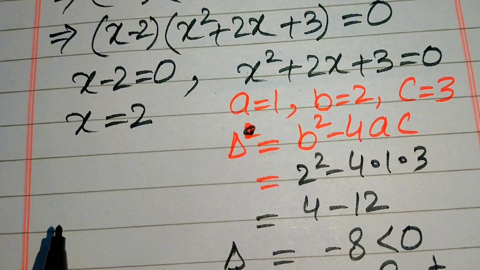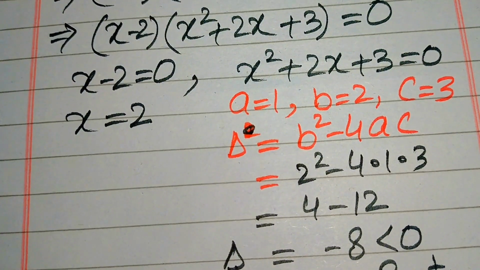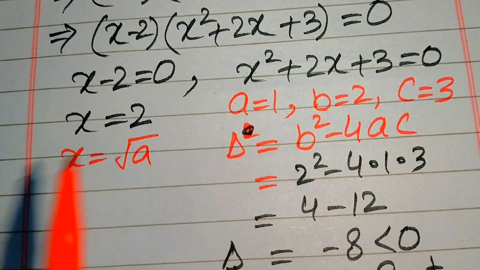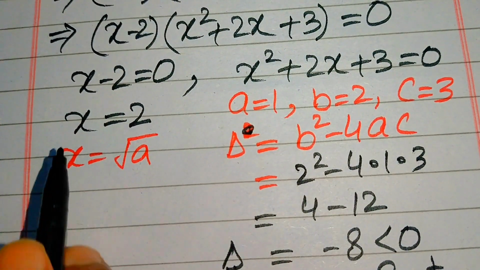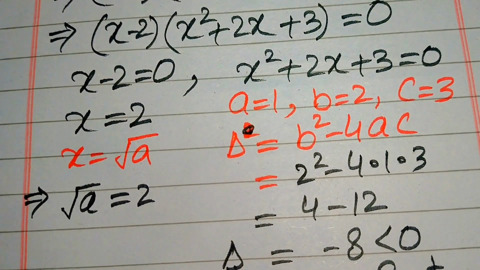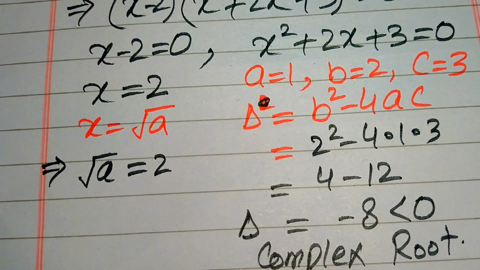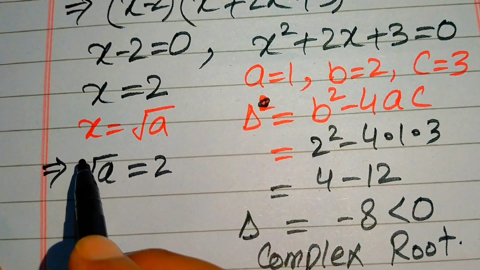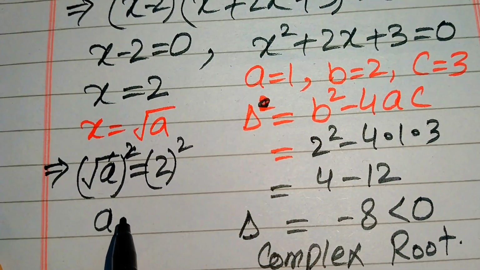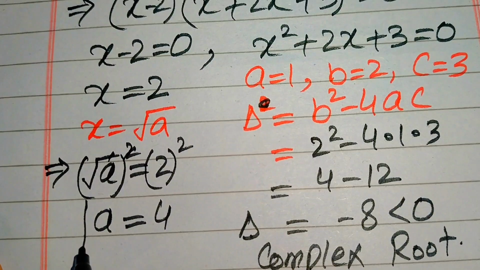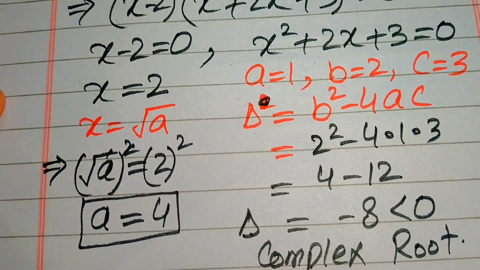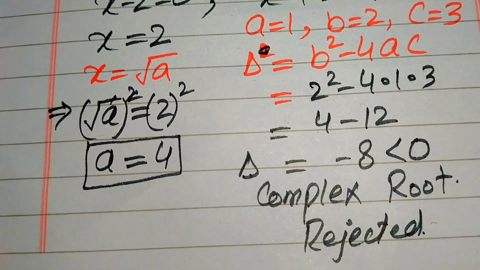So x equals 2. We move backward and substitute the value of x. At the start of the problem we took x equals square root of a. So when we put x equals square root of a, it becomes square root of a equals 2, and for the value of a we square both sides. When we apply squaring, the square root is gone and we get a equals 2 squared, which is 4. So we have a equals 4 as the only real root of the given equation.